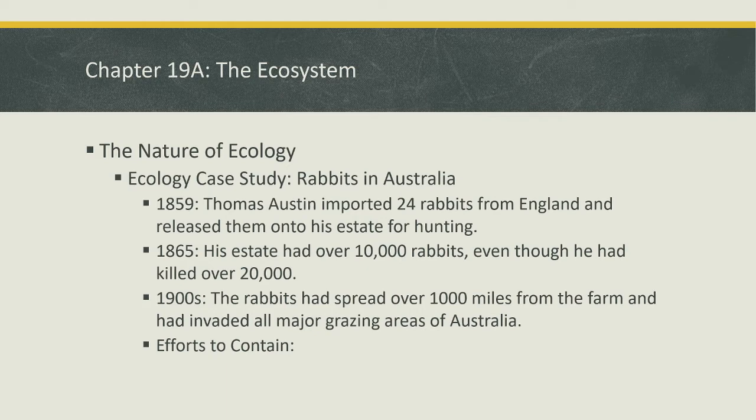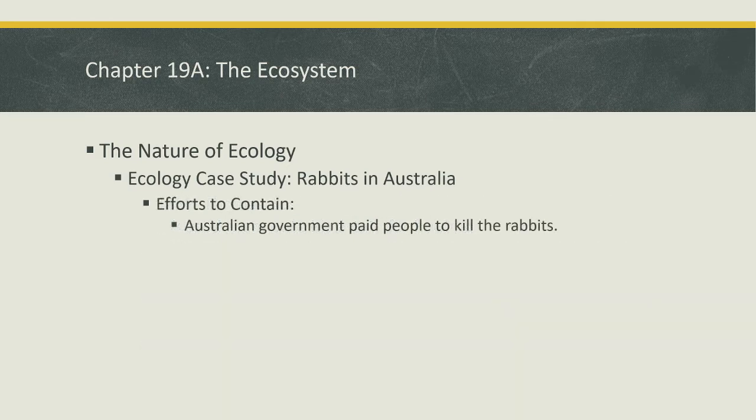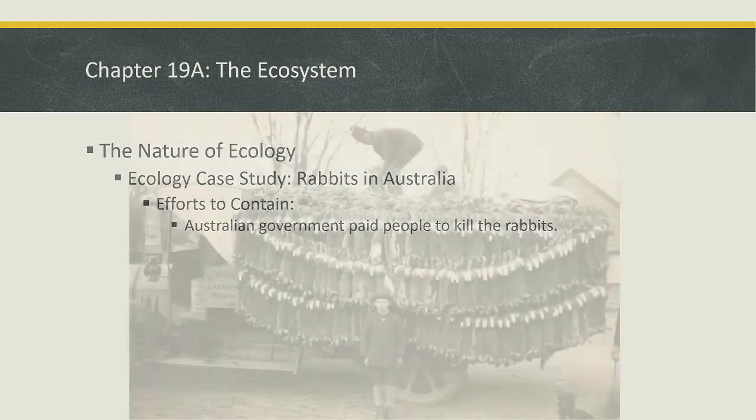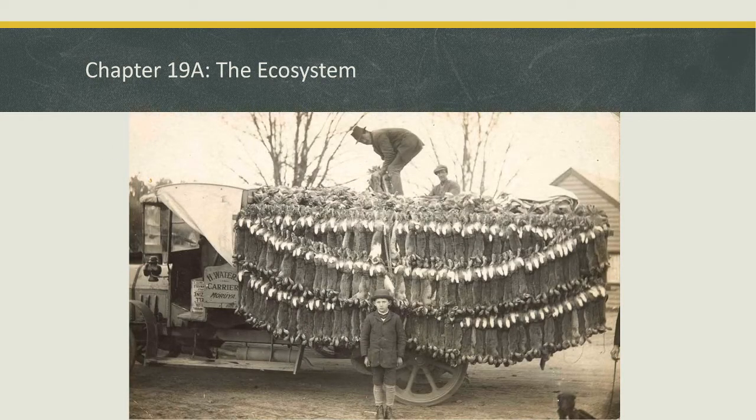And so what did Australia do to try to contain them? Well, let's see. So first, the Australian government paid people to kill the rabbits. And they killed them in large numbers. Here's one picture of one person with the rabbits that he had captured. And they would get paid for killing the rabbits because Australia was trying to get rid of them.